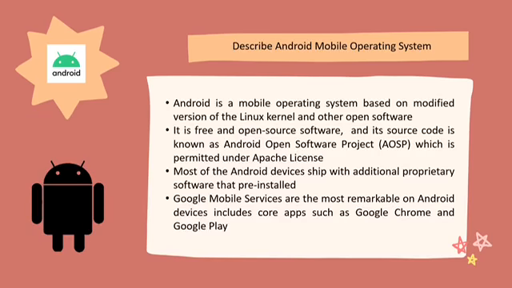Alright guys, let's move on to our first objective, which is describe Android and iOS mobile operating system. I'm going to describe Android mobile operating system first. Android is a mobile operating system based on a modified version of the Linux kernel and other open source software. It is free and open source software and its source code is known as Android Open Source Project, AOSP, which is permitted under the Apache license. Most Android devices ship with additional proprietary software that is pre-installed, and Google Mobile Services are the most remarkable on Android devices, including core apps such as Google Chrome and Google Play.